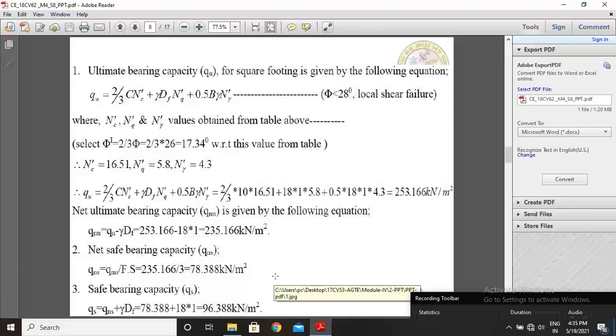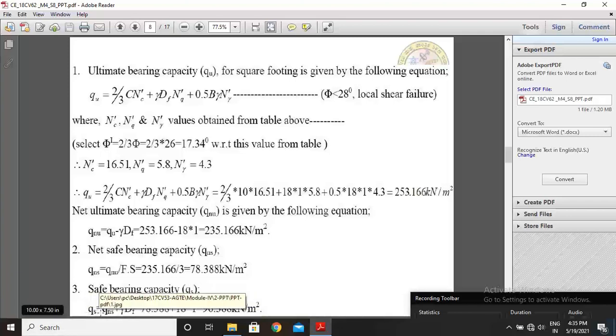Next step, safe bearing capacity is calculated by the following concept. QS equal to net safe bearing capacity plus overburden pressure, that is gamma into DF. Now in this equation substitute the values. QNS is 78.388 plus gamma is 18 into DF is 1. After calculation we are getting the answer 96.388 kilonewton per meter square. This is the solution of safe bearing capacity.